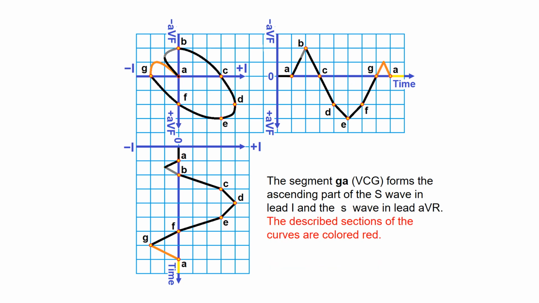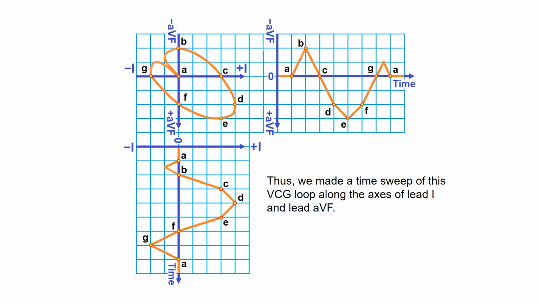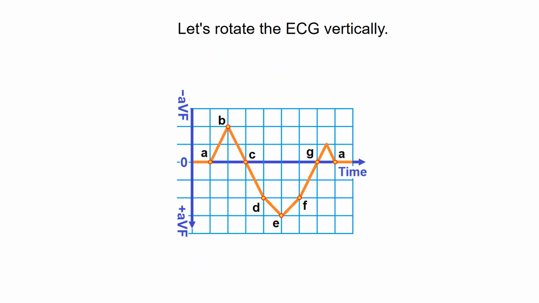The segment GA, VCG, forms the ascending part of the S wave in lead 1, and the S wave in lead AVR. The described sections of the curves are colored red. The instantaneous vectors are not determined on the VCG and point A, red, is recorded. Isoelectric lines, red, from point A are recorded in the leads. Thus, we made a time sweep of this VCG loop along the axis of lead I and lead AVF. Let's rotate the electrocardiogram vertically.